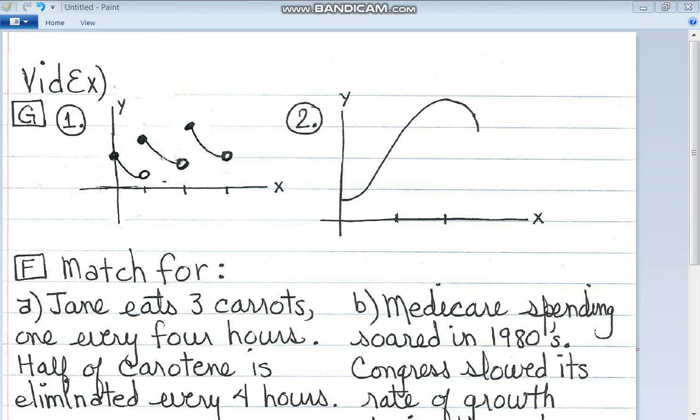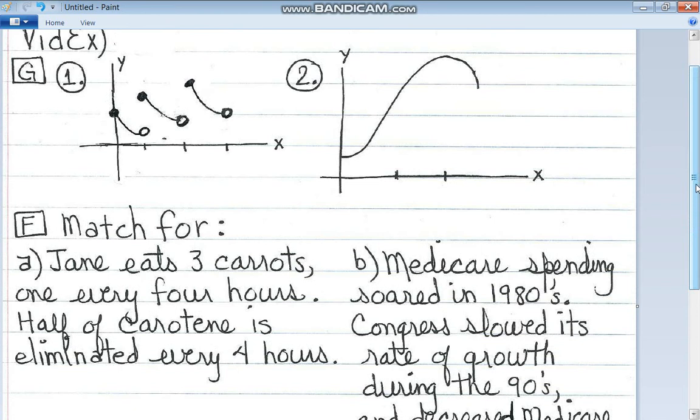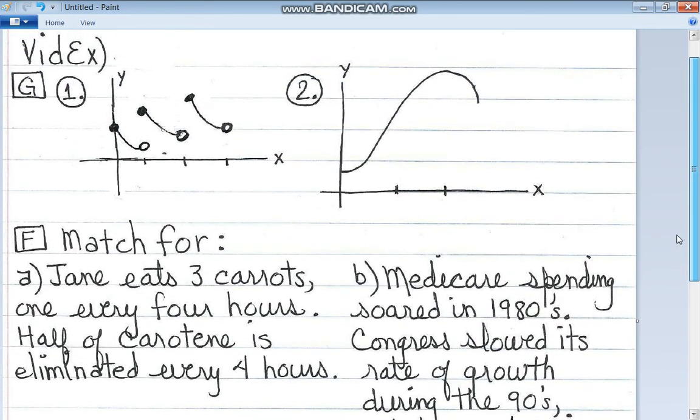Given the two pictures, titled number 1 and number 2, find the match for the following word problems. First word problem: Jane eats 3 carrots, 1 every 4 hours. Half of the carotene in her body is eliminated after 4 hours. Okay, which graph does that look like?